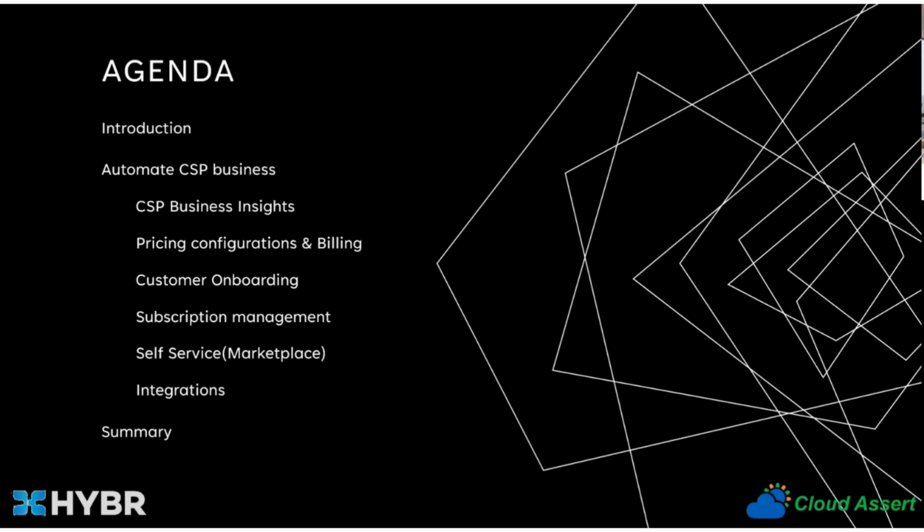What we have on the planned agenda for today is we're going to take a look at what are the aspects which a CSP direct partner should consider when they are choosing a tool to automate their CSP business. Some of the areas which we will be looking for are business insights, what pricing they will be able to do, what are the steps that they need to do in customer onboarding and what can be automated there. We will also take a look at subscription management, self-service, integration, and other scalability aspects. That is what we will be taking a look at today.